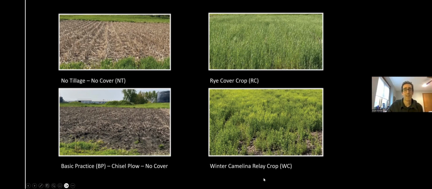We also have a winter camelina relay crop. And so winter camelina is a brassica. And I mentioned before that brassicas do not form association with AMF. And so now we have those carbon inputs during the non-growing season, but we don't have the host for AMF. And so how does that affect both the abundance and activity of these fungi and maybe some of the ecosystem properties that we are interested in?